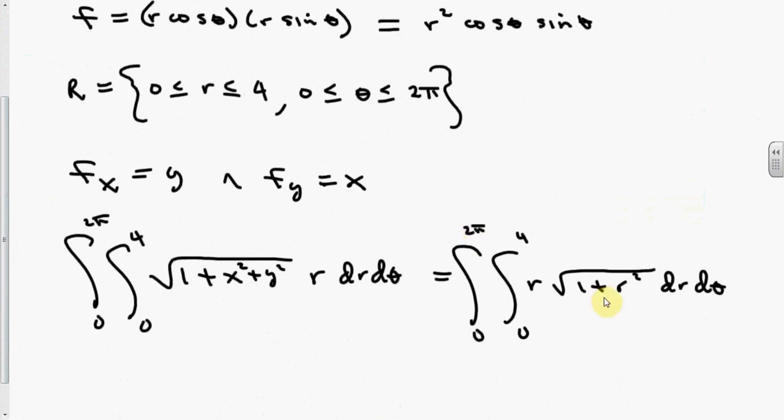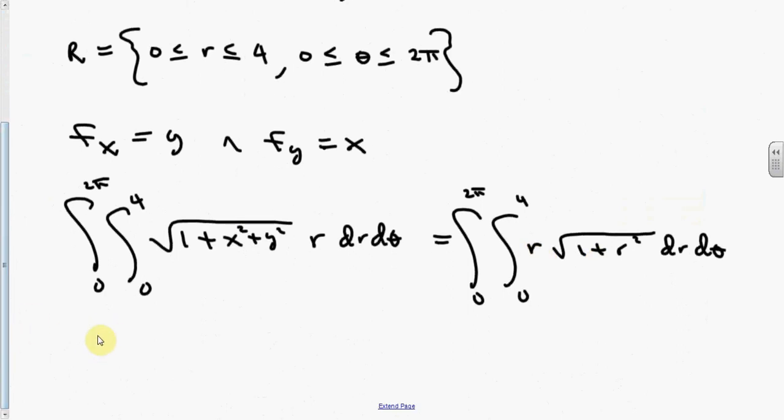To integrate that, you have to let u equal 1 plus r squared. du picks up the r on the outside. Okay. Two r dr, excuse me.